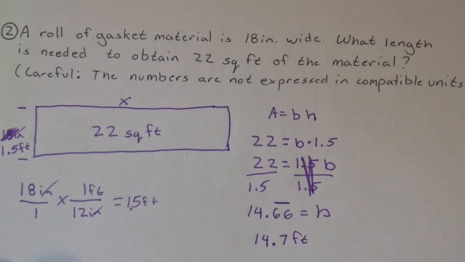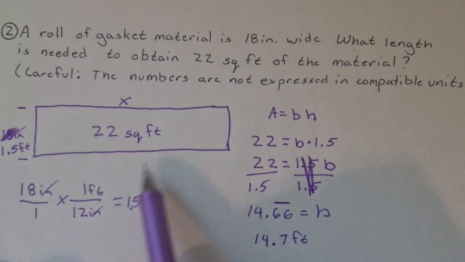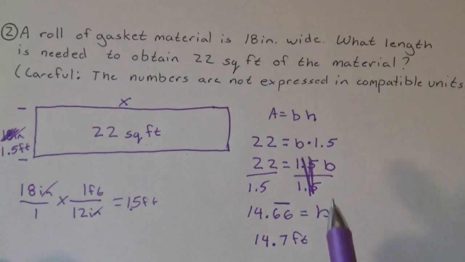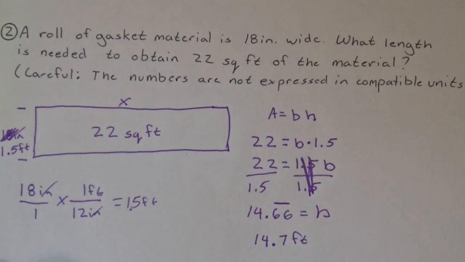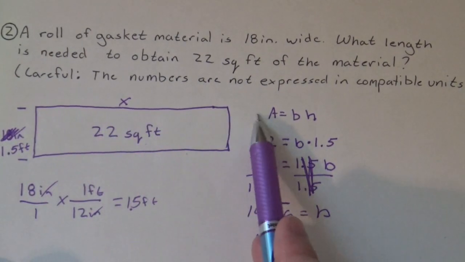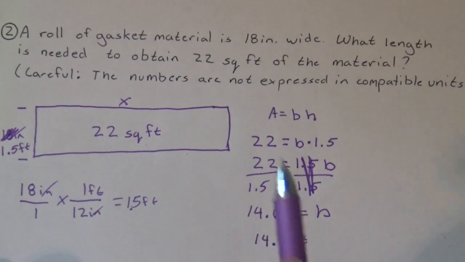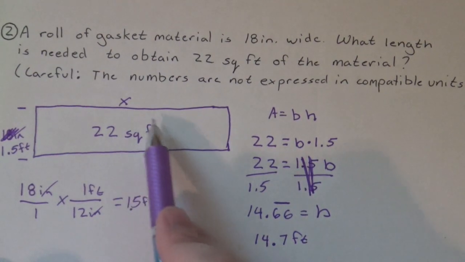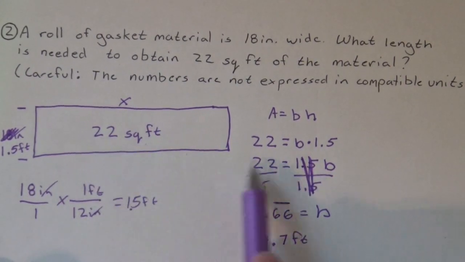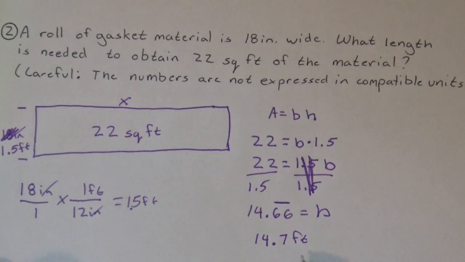Feet. Now, a lot of people are going to say, hey, because this is area, this should be feet square. No, this is not feet square. Why? This is a length. I only need feet because it's a length. The only time that I need foot square is when I'm calculating area. Since I already had the area and I was working backwards, I was just calculating for feet right now.